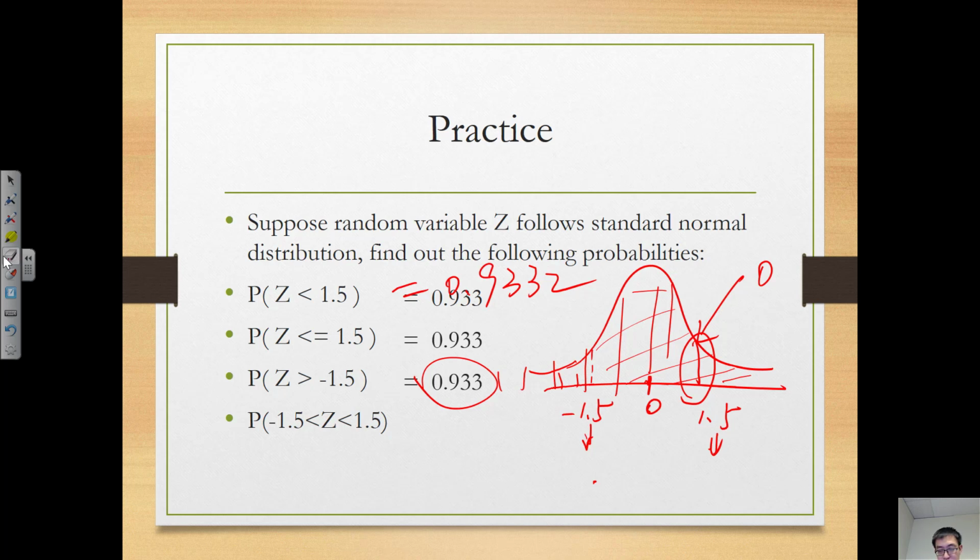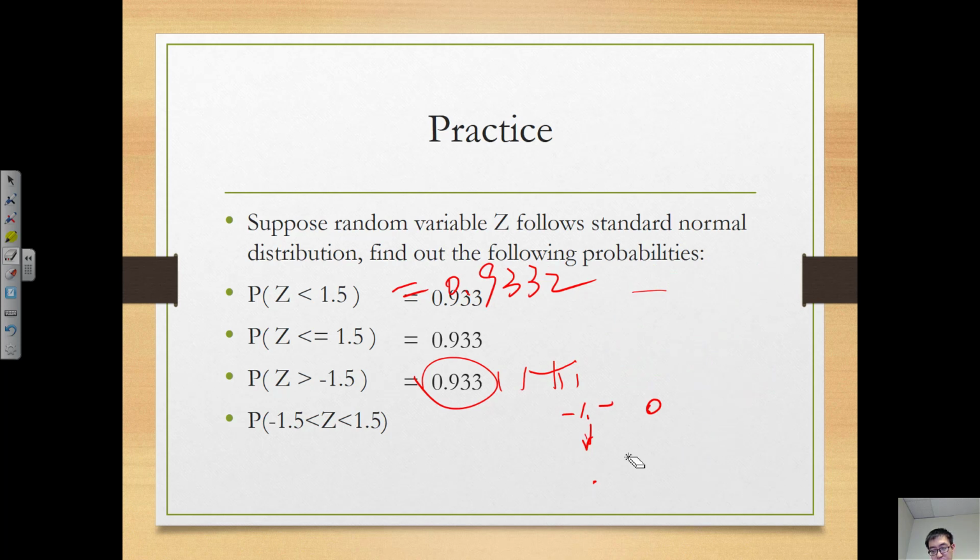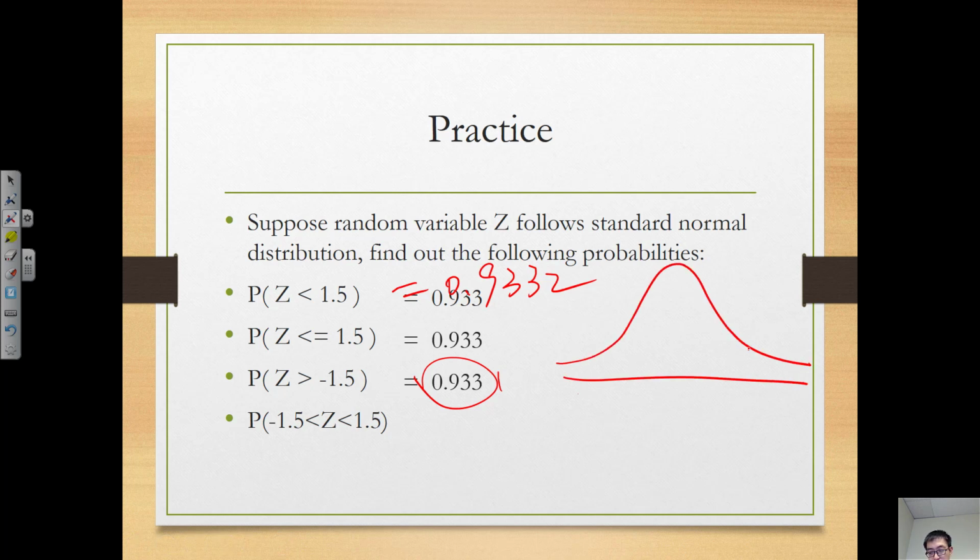I'll erase this because it's a mess. Okay, so how do you do that? So you have this normal density, this is 1.5, and this is negative 1.5. They're symmetric according to this 0, which is the mean of the standard normal distribution. What is the probability that z is in this area?